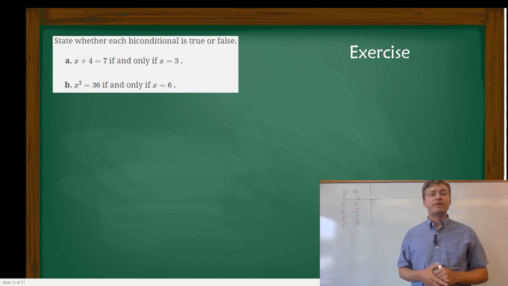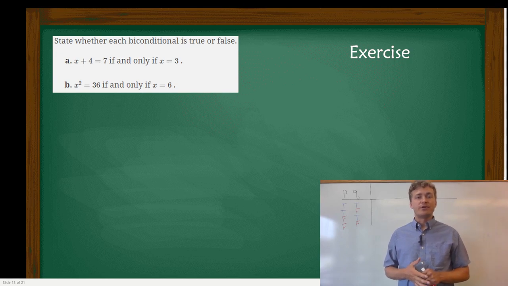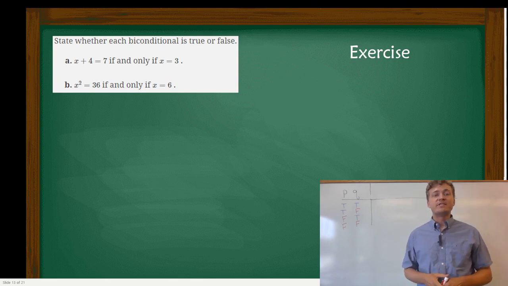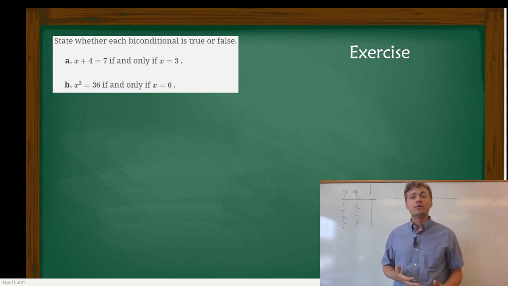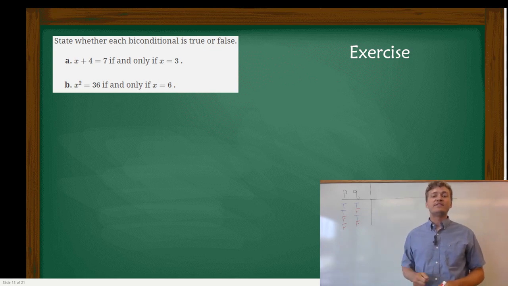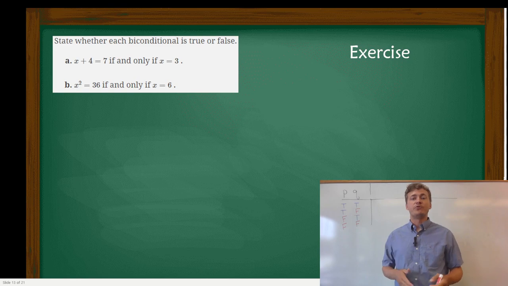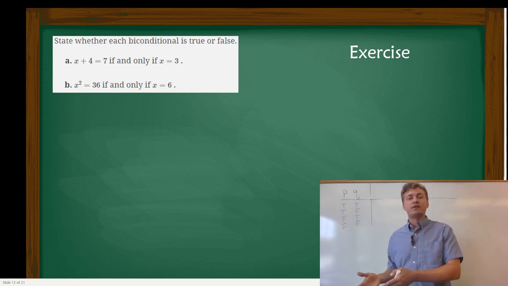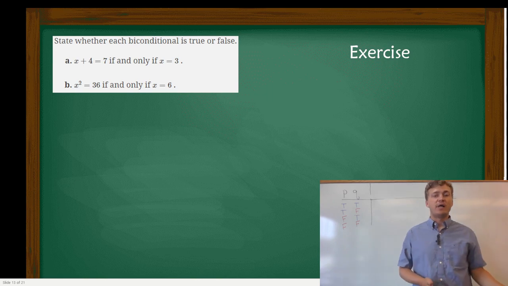If x squared equals 36, then x equals 6. That isn't telling the whole story, right? If x squared is 36, x can also equal negative 6. So you have to consider that if and only if statement, it has to be true in both directions. The left side has to imply the right side. The right side has to imply the left side.